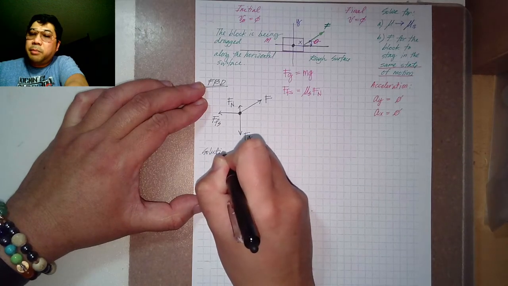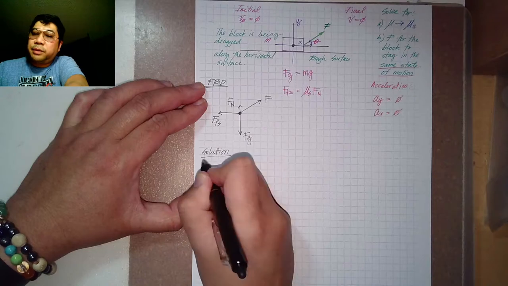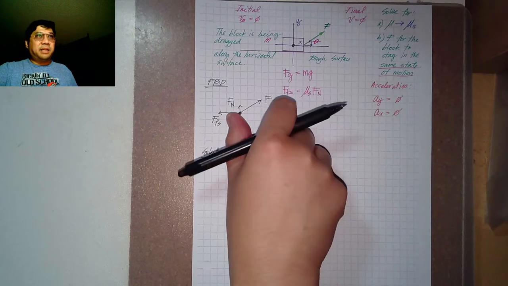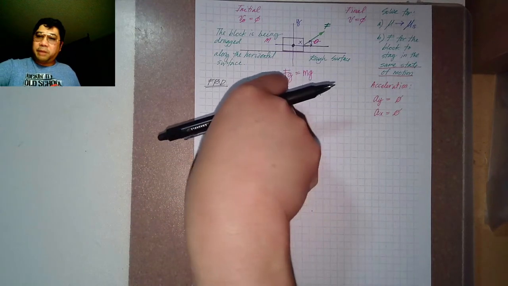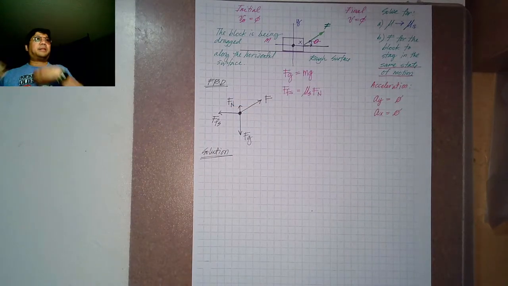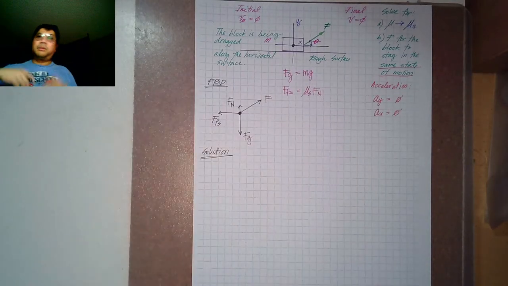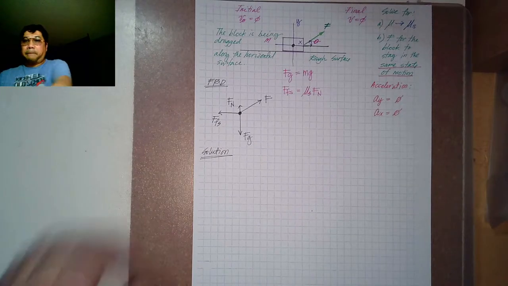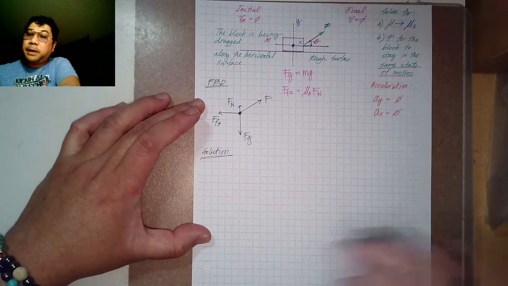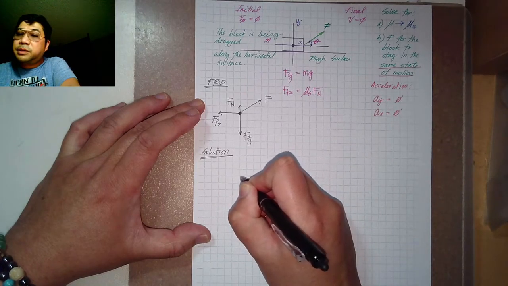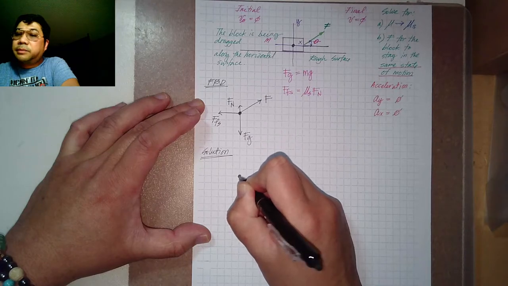Again, as I mentioned earlier in the previous videos, present your free body diagram as is, and then you can just recreate the free body diagram as you come up with your solution. That is for your consumption, while this is for the person who is grading your work. So solution. Let us continue with our free body diagram, which is a dot.